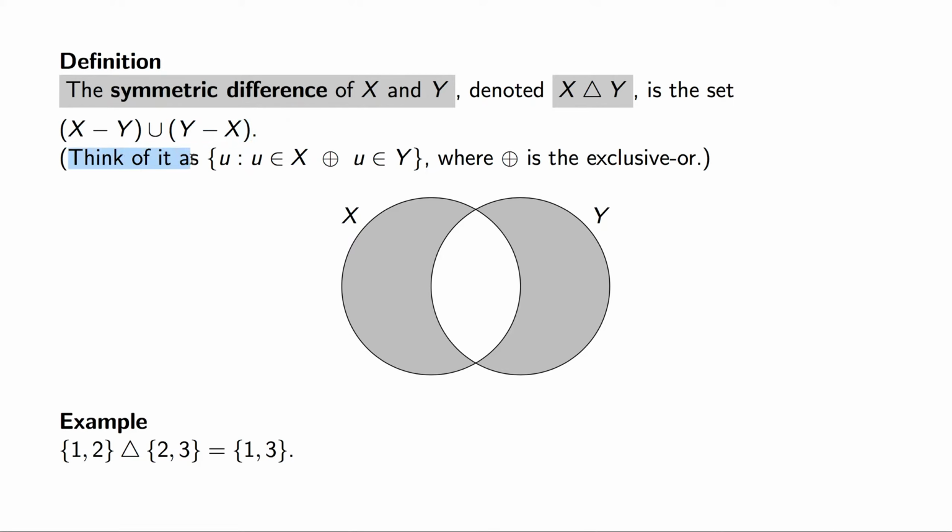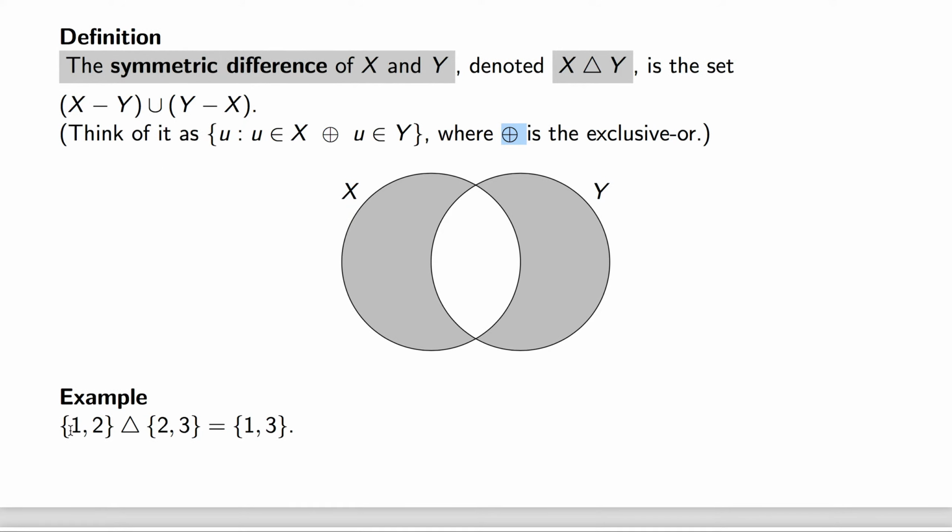It's good to think of the symmetric difference of X and Y as the set consisting of those U that are either U is in X or U is in Y. So here the logical operation used is that of the exclusive OR, either or, in X or in Y, but not in both. And in a diagram, the symmetric difference would be the shaded area.